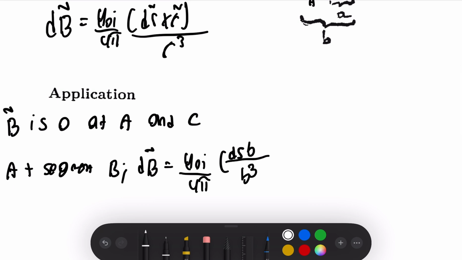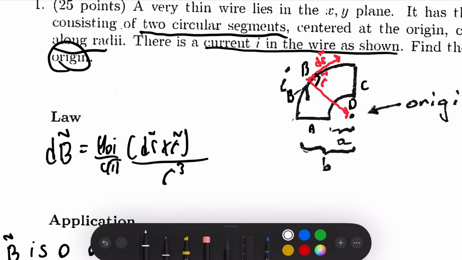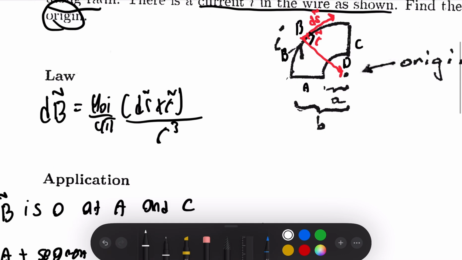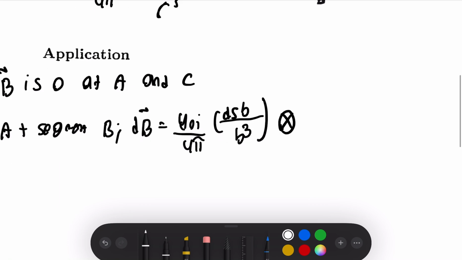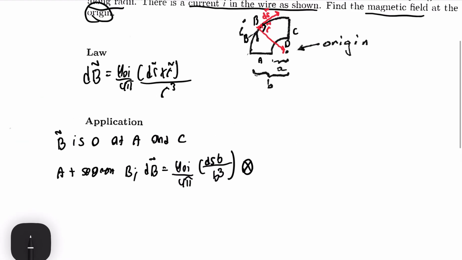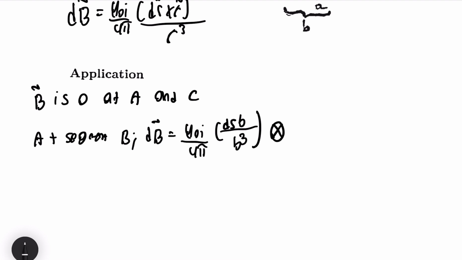b cubed. Now I need to determine what direction it's going in. If I put my palm on ds and then curl my fingers towards r, my thumb is pointing into the page. So this is going to be into the page. Then all I need to do is find B, and to find B, I have to integrate both sides.